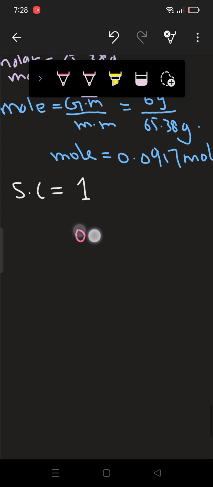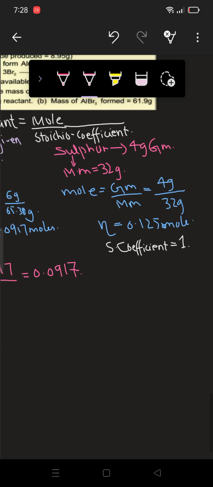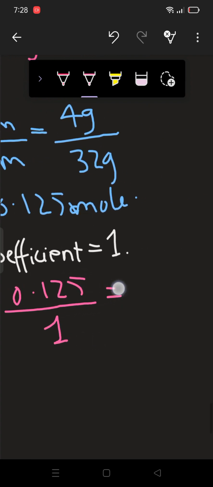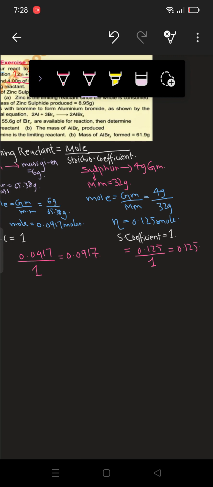So number of moles is equal to 0.0917 divided by 1. We have got 0.0917, right? And here number of moles is equal to 0.125 divided by stoichiometry coefficient 1, and here we'll also get 0.125, right? So now see, what is the limiting reactant here?